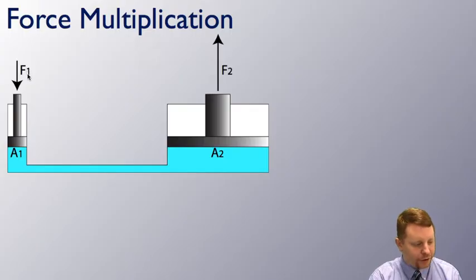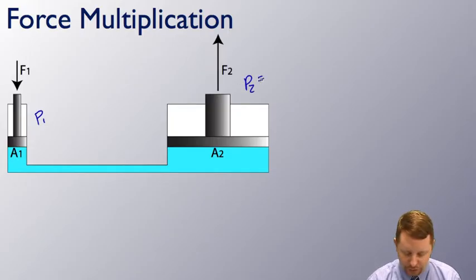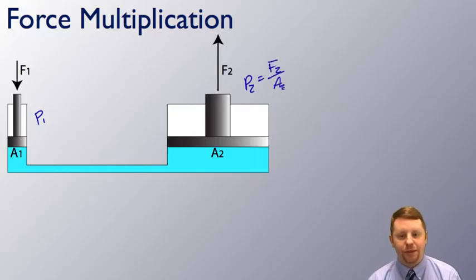If we apply a force F1 to a piston of some area A1, we create a pressure P1. Now, since this is transmitted through an incompressible fluid in a closed container, we're going to have the pressure on piston A2, the pressure P2 must be equal to F2 over A2. But Pascal's principle says those pressures must be equal. P1 and P2 have to be equal because they're exerted on an incompressible fluid in a closed container.